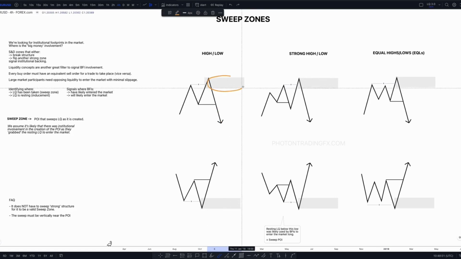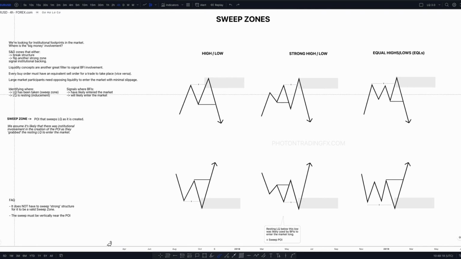So it's just another filter that potentially signals there was institutional involvement in the creation of this supply zone, because it led to a break of structure and it grabbed the liquidity, or used the liquidity, in order to enter the market, okay? That's the theory behind what we're doing here, okay?